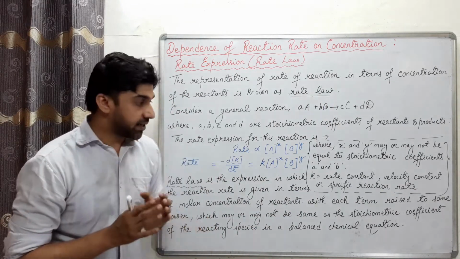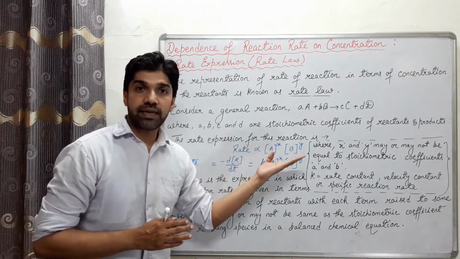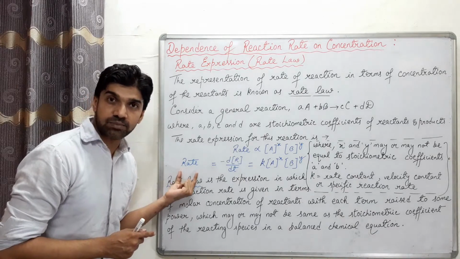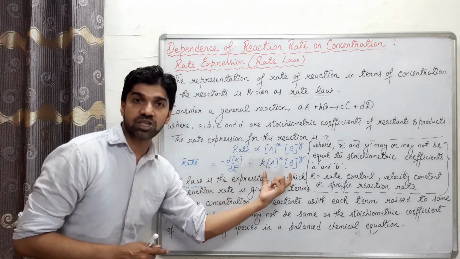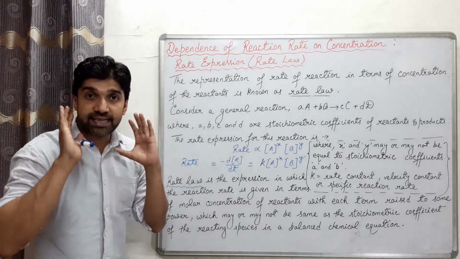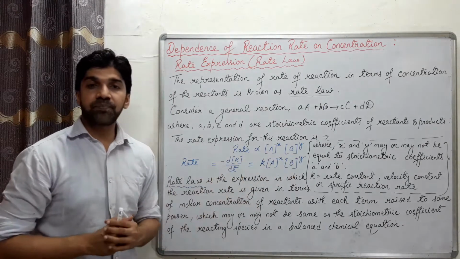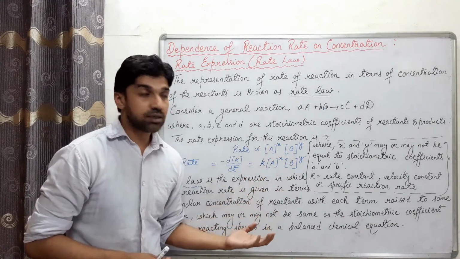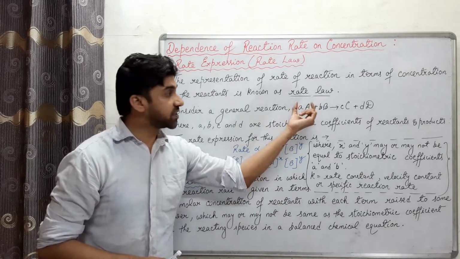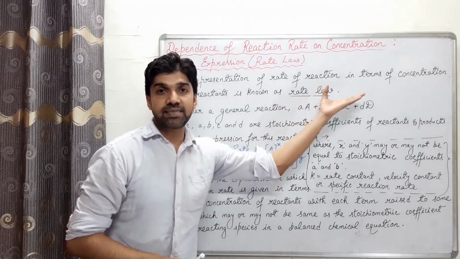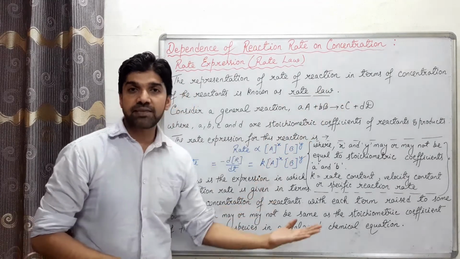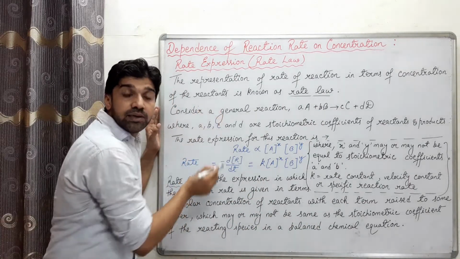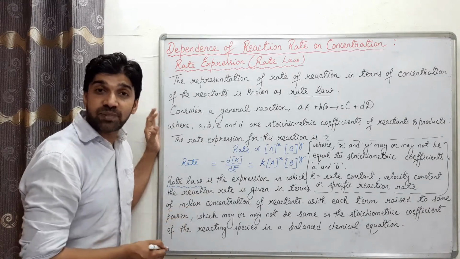रेट लॉ क्या है? Rate law is the expression in which the reaction rate is given in terms of molar concentration of reactants with each term raised to some power. Power may or may not be equal to the stoichiometric coefficient of the reacting species in the balanced chemical equation. तो ये हमारा हो गया रेट लॉ या फिर रेट एक्सप्रेशन.